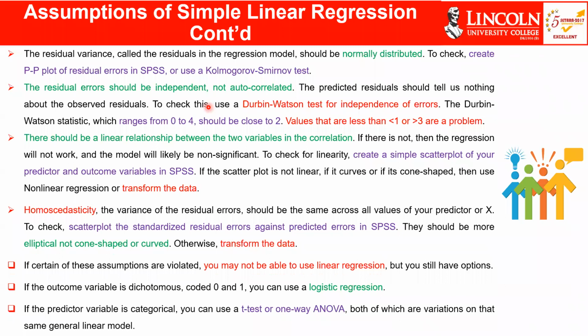There should be a linear relationship between the two variables in the correlation. If there's not, then the regression will not work. The model will likely not be significant. So to check for linearity, create a simple scatter plot of your predictor and outcome variables in SPSS. If the scatter plot is not linear, if it curves or if it's cone shaped, then use nonlinear regression or transform the data.